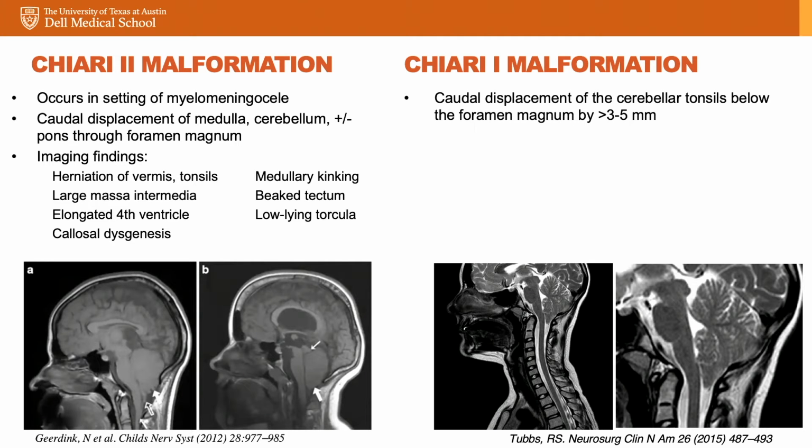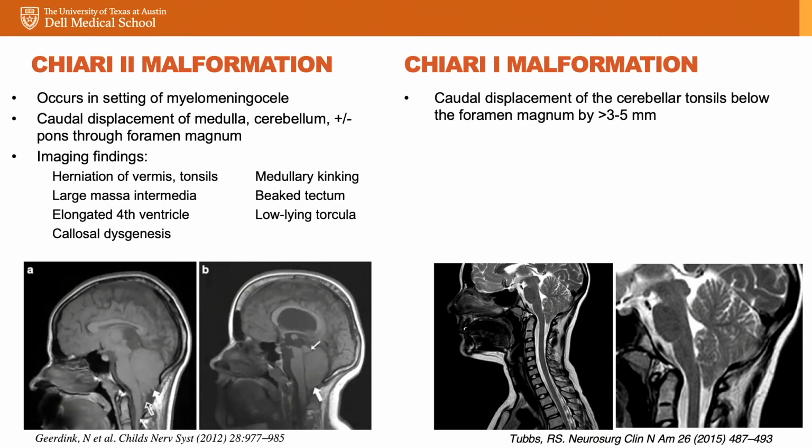Now, in Chiari-1 malformations, there's a lot of controversy about what the definition should be. Is it more than 3 millimeters of caudal displacement of the cerebral tonsils? Is it 5, et cetera? Well, I would say that anything greater than 3 to 5 has kind of been agreed upon. Mostly we go by greater than 5 millimeters of tonsillar displacement.